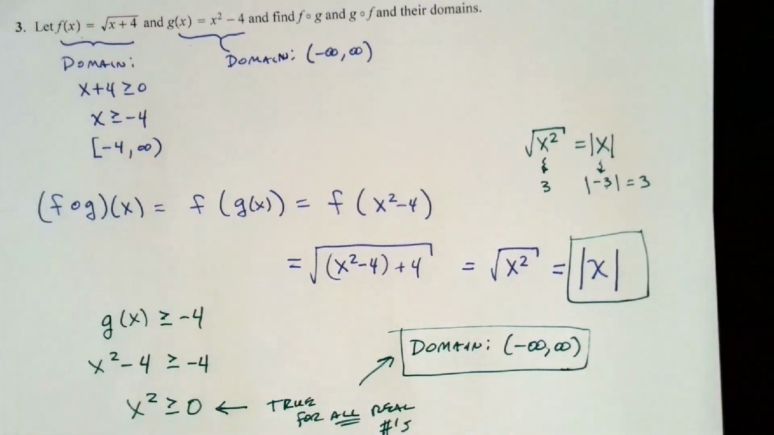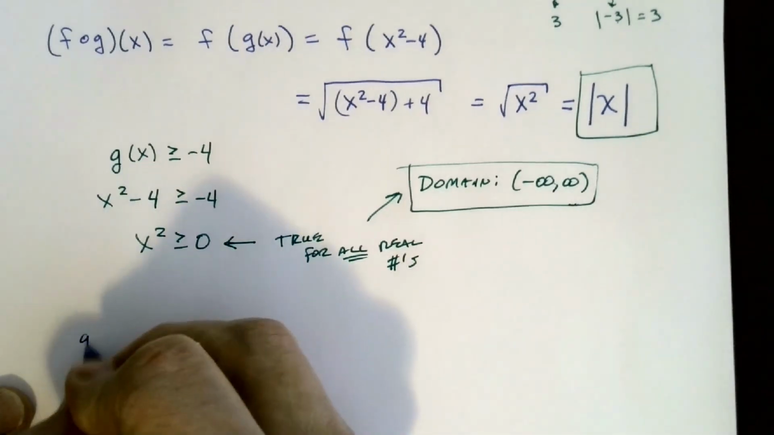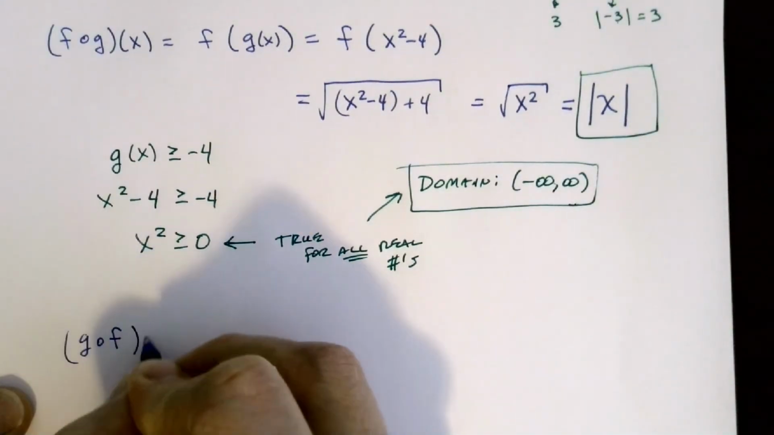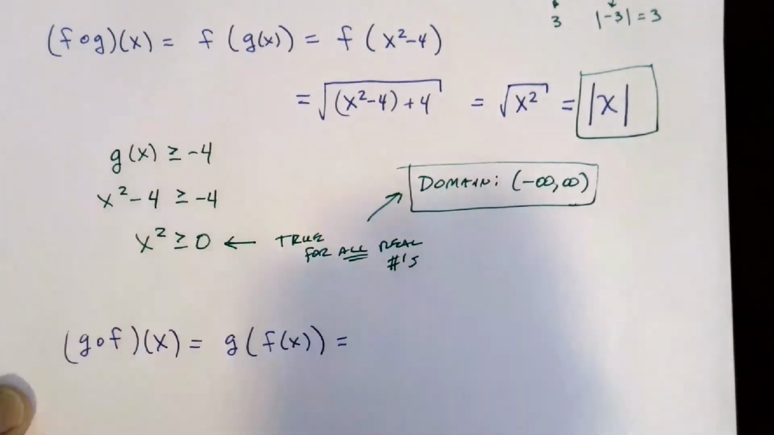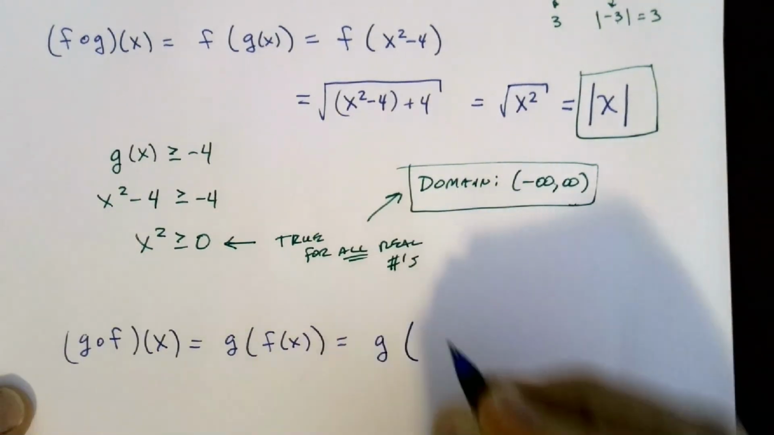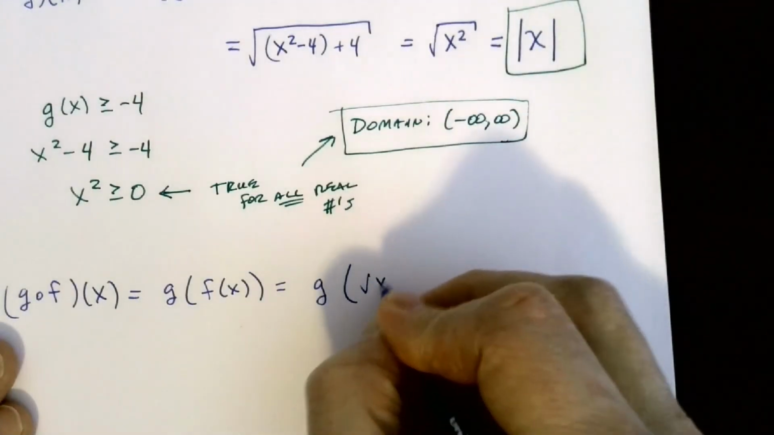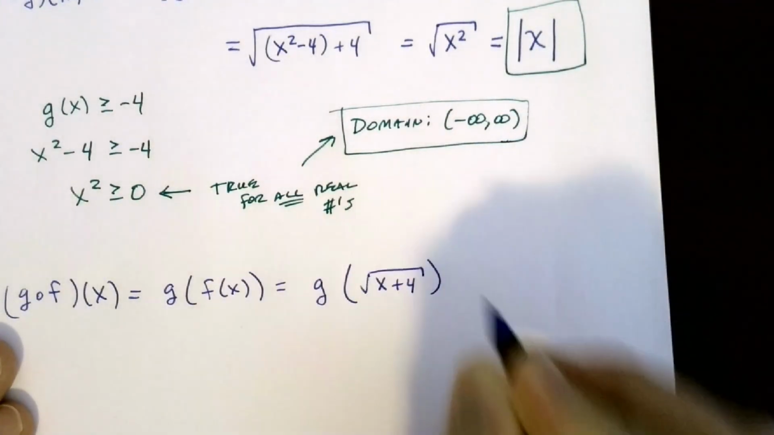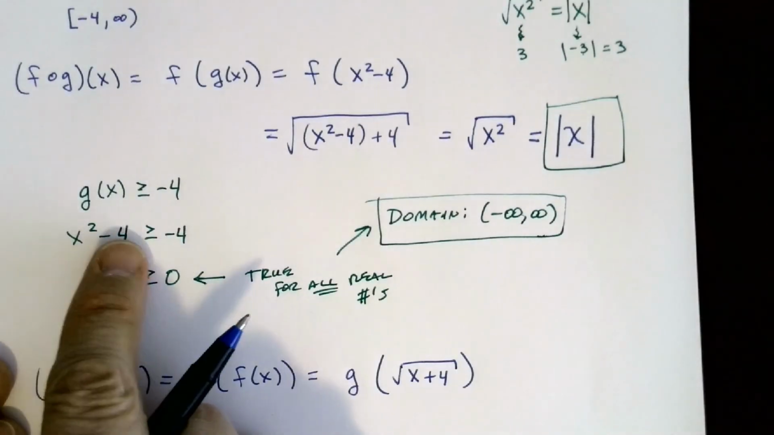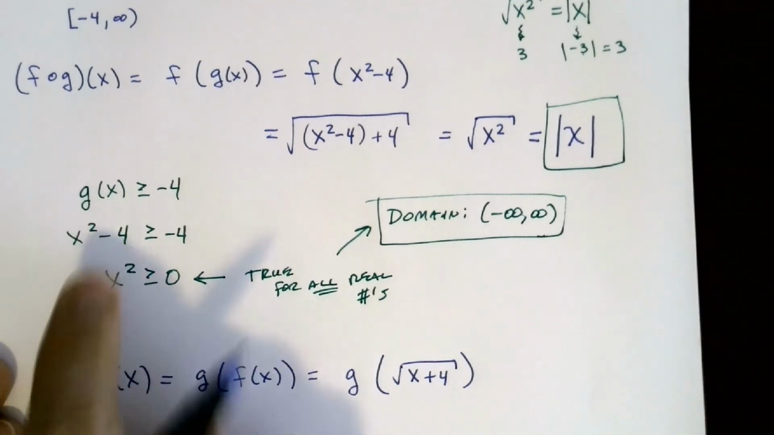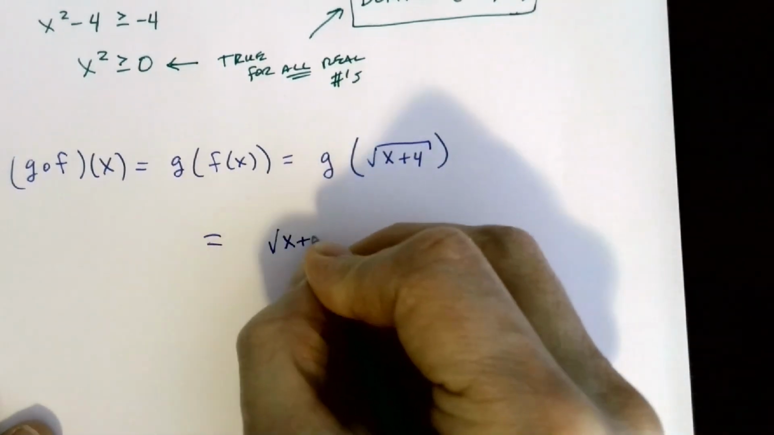Let's look at it from the other direction. Let's look at g circle f, and then we'll end this video, and then we'll look at one more after this one. So f of x, again, what was that function? The square root of x plus 4. Okay, and now we're going to plug this into the function g. So what does the function g say? Well, it's right here, x squared minus 4. So whatever I plug in, I'm going to square it and subtract 4. So what am I plugging in? This whole radical expression, the square root of x plus 4.